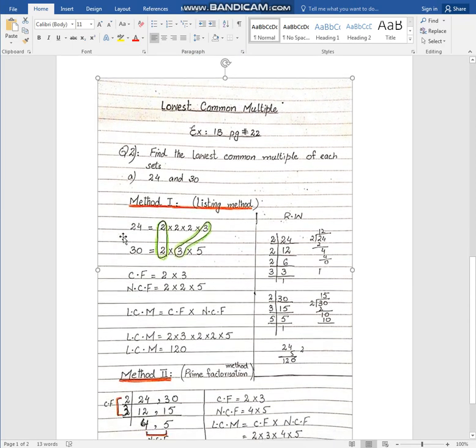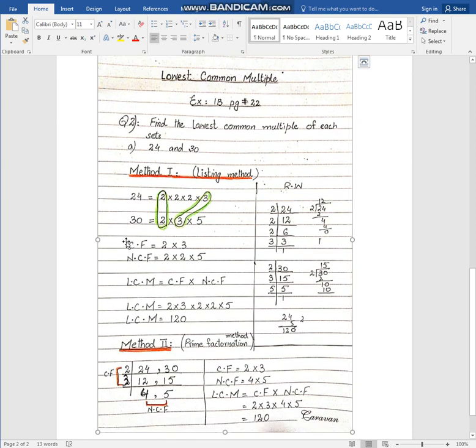In the previous lecture you have read that to find the HCF there are two methods. Number one is the listing method, and second is the prime factorization method. Also, to find the LCM there are two methods: number one is the listing method, number two is the prime factorization method. The same methods repeat, but there is a little bit of difference. Okay, today we will understand that difference.